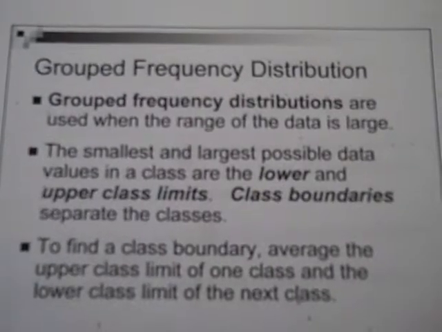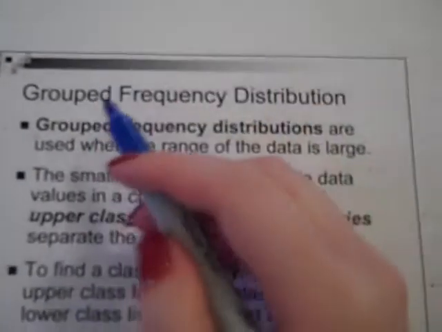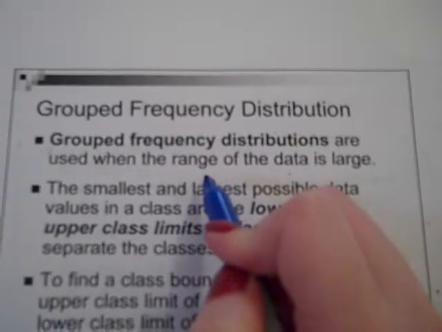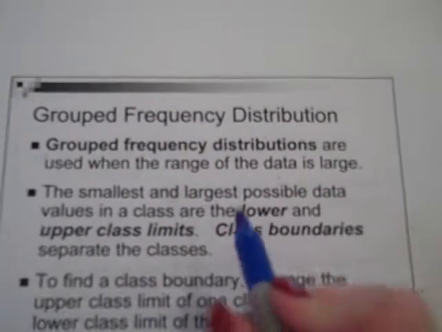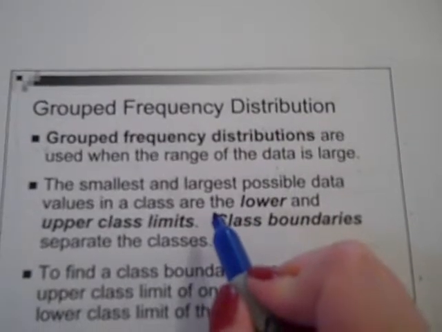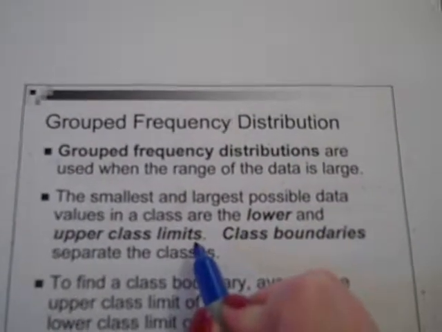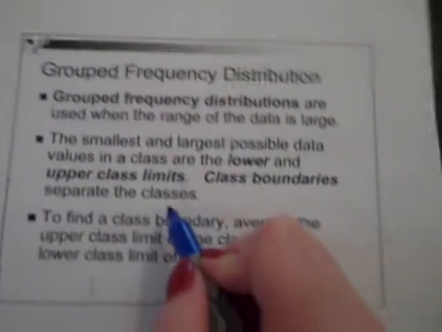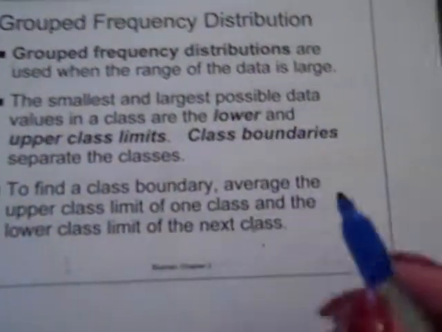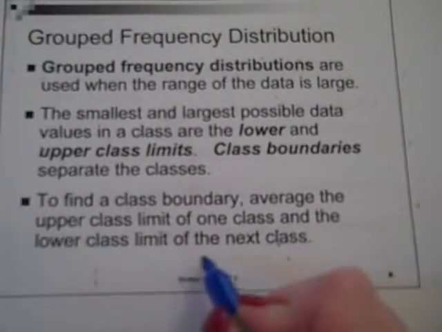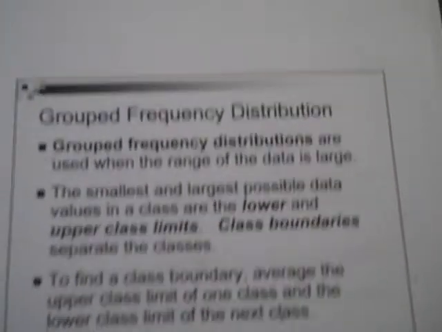What is grouped frequency distribution? Grouped frequency distributions are used when the range of the data is very large. The smallest and largest possible data values in a class are the lower and upper class limits. Class boundaries separate the classes. To find a class boundary, average the upper class limit of one class and the lower limit of the next class.